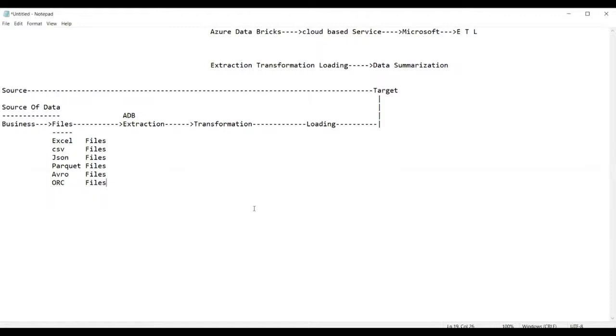Now, guys, apart from getting the data from the files, we can also get the data from the business in the form of a database. And the database can be an Oracle database. It can be a SQL Server database. It can be any type of database you have.